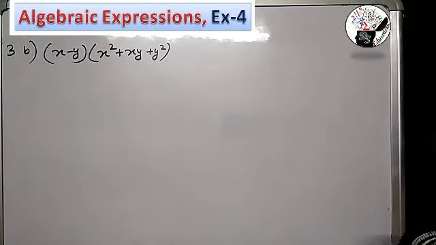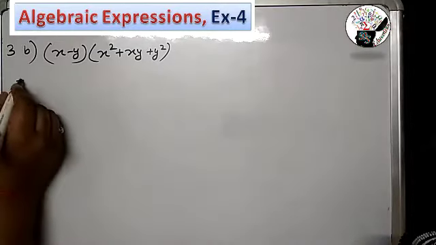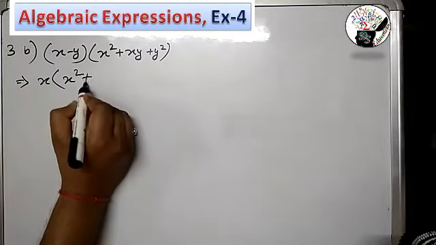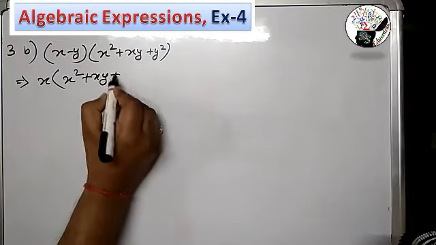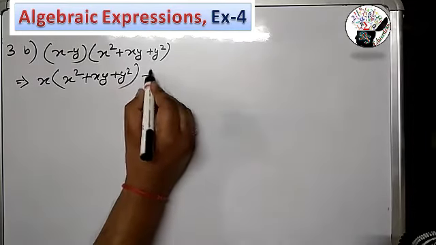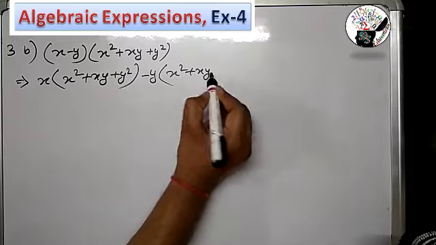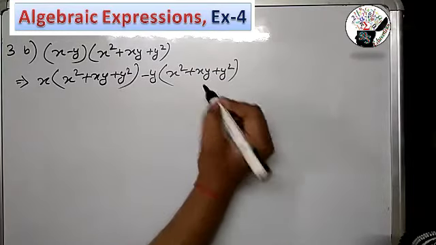Starting with the next question, that is x minus y bracket x square plus xy plus y square. Okay, so here again the same process. In each question we have to do this step. Plus y square, minus y bracket x square plus xy plus y square.